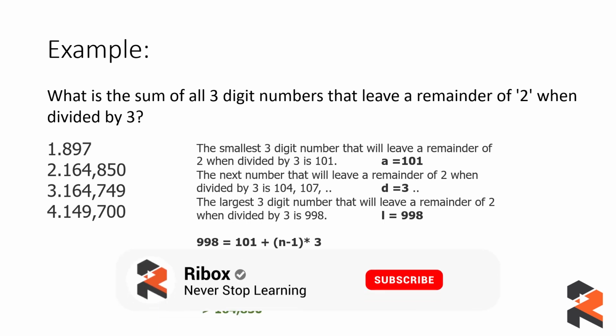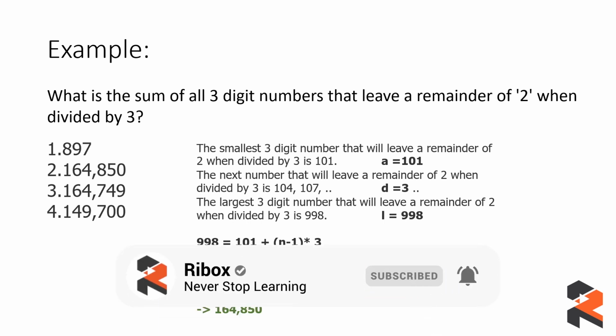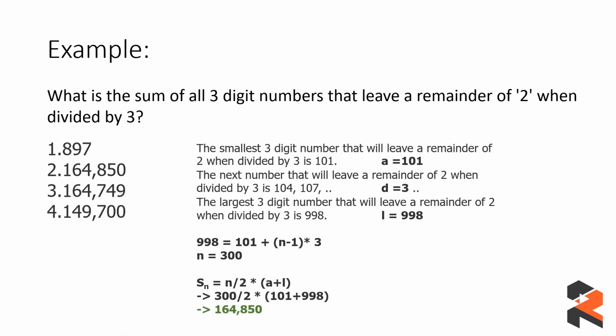The next number which gives a remainder of 2 will be 104. Further, the next number which gives a remainder of 2 will be 107. So calculating two to three terms helps us get the numbers inside our AP. And as you can see, the difference between 104 and 101, or 107 minus 104, gives us 3. So we have d equal to 3.